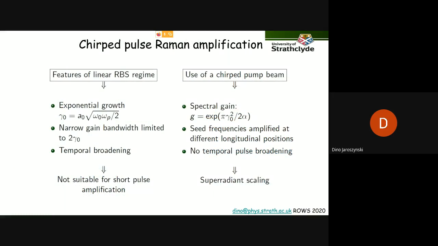But the gain bandwidth is very narrow. In the linear regime, you can get temporal broadening, as I mentioned to you, and one of the ways of using this very narrow bandwidth is to use a chirped pump pulse. What the chirped pump pulse does is it produces a swept resonant region, and therefore it limits the overall gain of the system and amplifies all the frequency components at different positions, as I'll show you. And you get the so-called super radiant scaling.